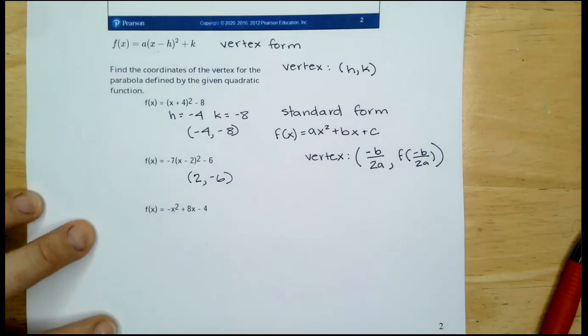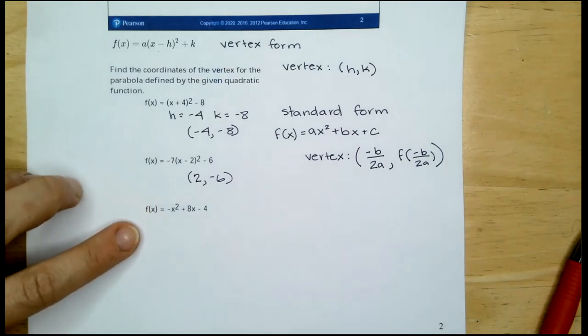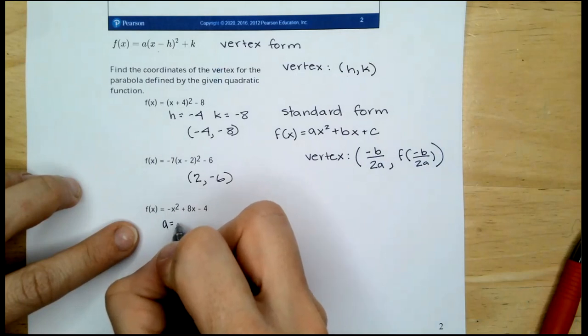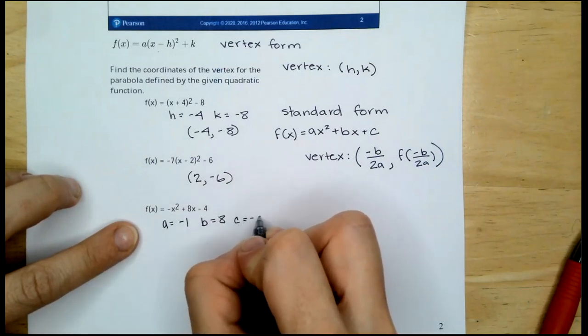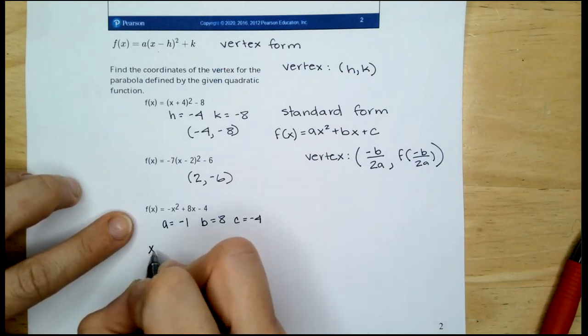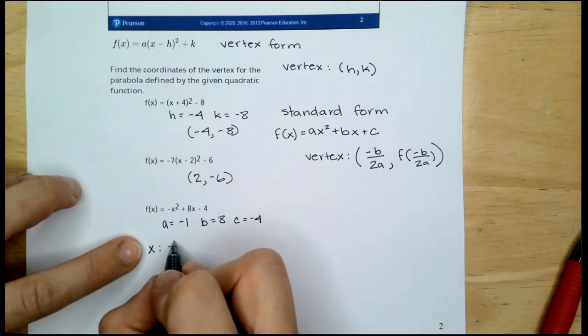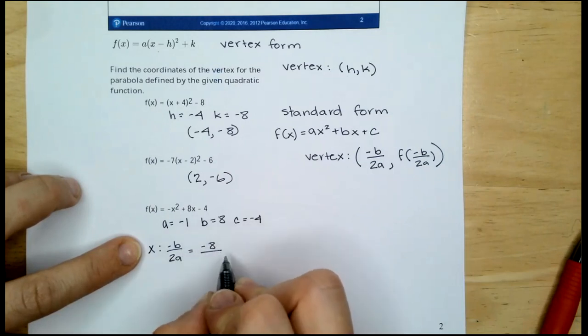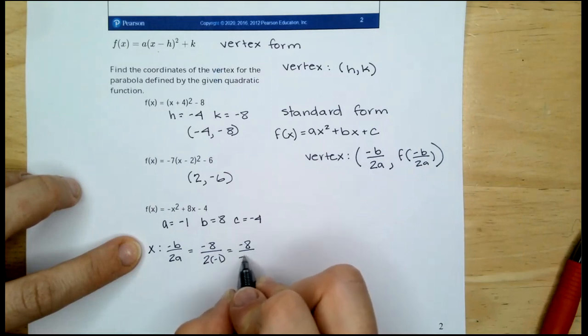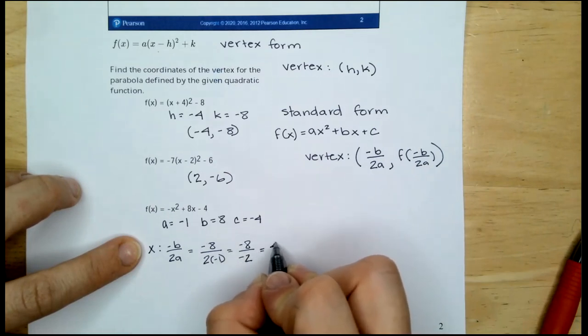Okay? So that's what we're going to do here because this is in standard form. So we're going to say a is -1, b is 8, c is -4. My x value of my vertex is going to be -b over 2a, which is -8 over 2 times -1, which is -8 over -2, which is 4.